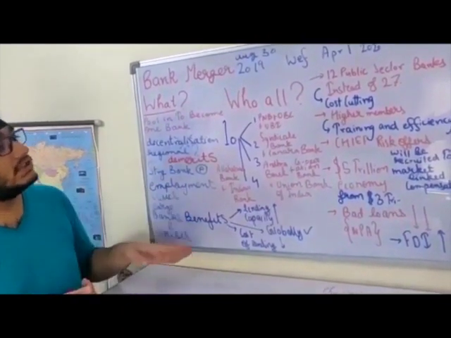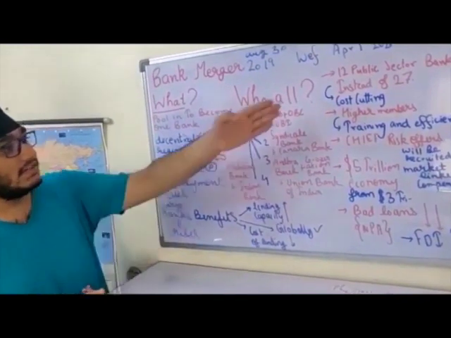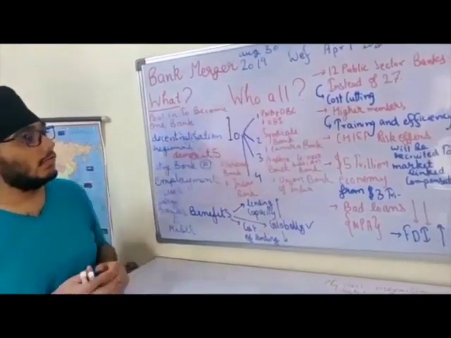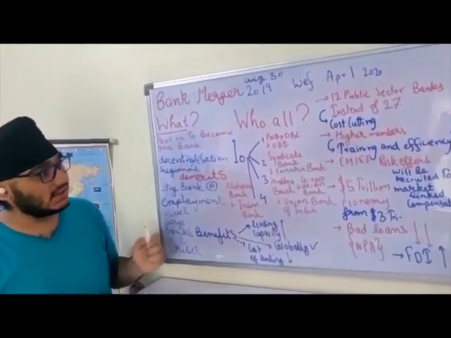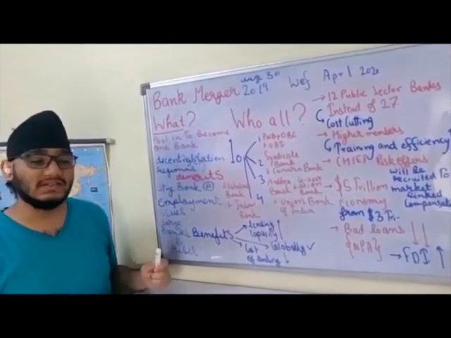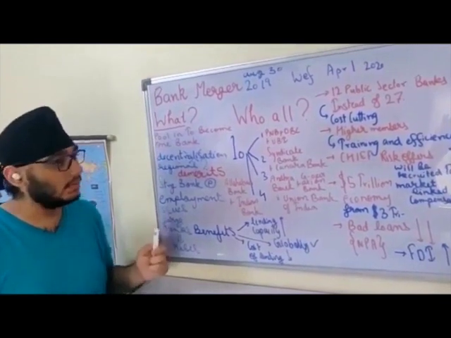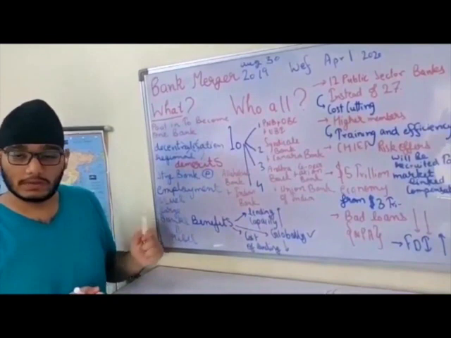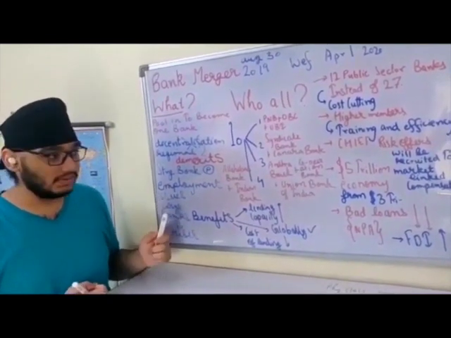Now, the main features of the bank merger are, it has reduced the public sector banks from 27 to 12, which also leads to a lot of cost cutting. And in this, the higher members would be given training and thus increase the efficiency of labor. The next point is, for the first time, a chief risk officers will be recruited for market lending compensation.